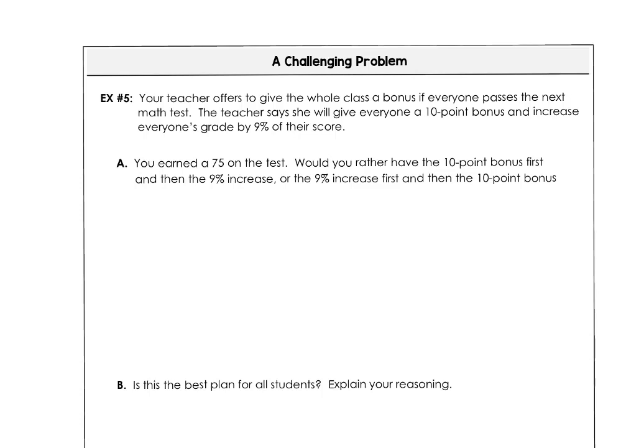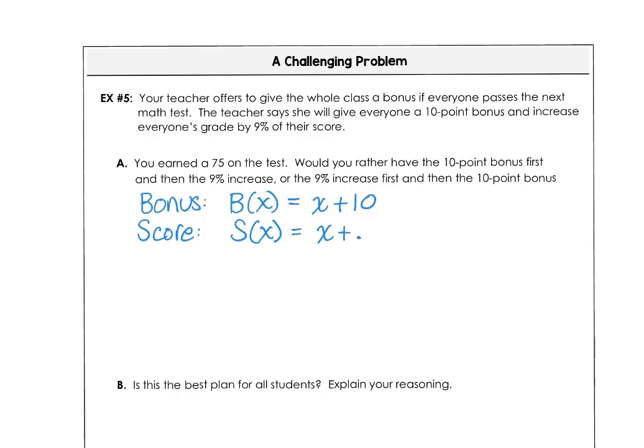I'm going to use B of X to represent the bonus. So the bonus equation we're going to say is B of X. So the teacher said whatever our score is, she would give us 10 points. And then the other approach would be the scoring method. So the scoring method, we're going to call that S of X. That would be whatever your score is and 9% added. So that would be 1.09 of X. So when we compose, if we do the S of B of X or the B of S of X, which one turns out to be the best?